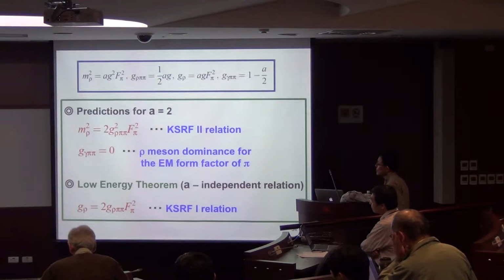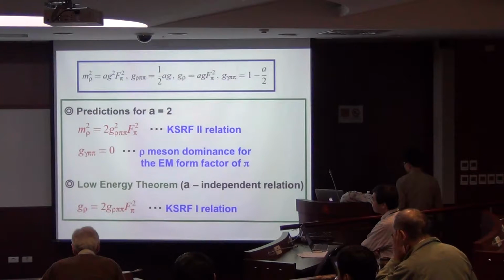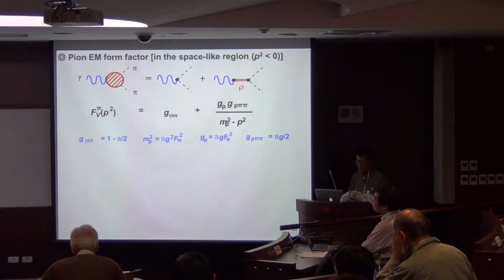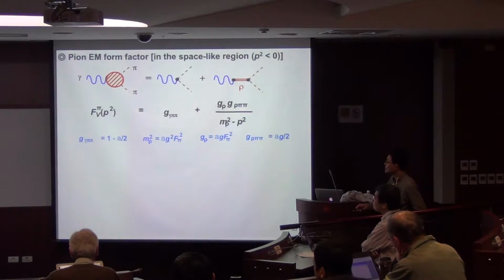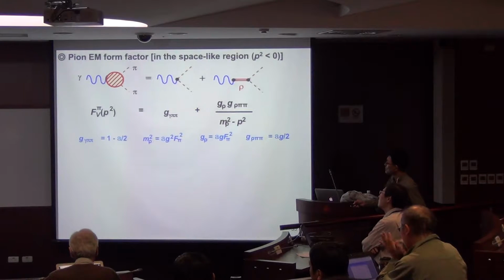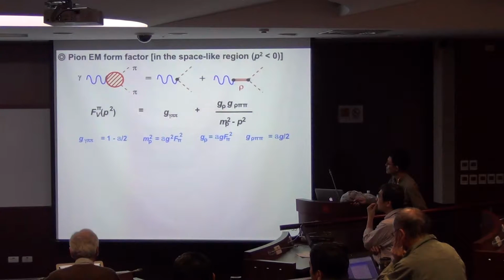This property is known as the rho meson dominance for the electromagnetic form factor of the pion. Let me explain that first. Let me explain this pion electromagnetic form factor. And what is the rho meson dominance? In the space-like region, the pion electromagnetic form factor is expressed by the sum of these two contributions. One contribution is the photon couples, so interacts with the pion directly, or the photon interacts with the pion through the rho meson.